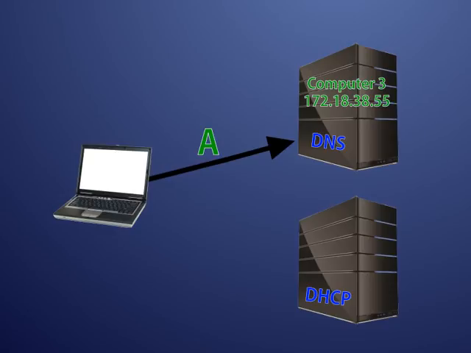This is the record that I will query in the DNS server in a forward lookup zone when I want to identify the IP address that goes with the name that I've got. Hey, DNS server, computer 3, do you know the IP address? DNS says, yeah, I got it right here, 172.18.38.55. That's the A record.